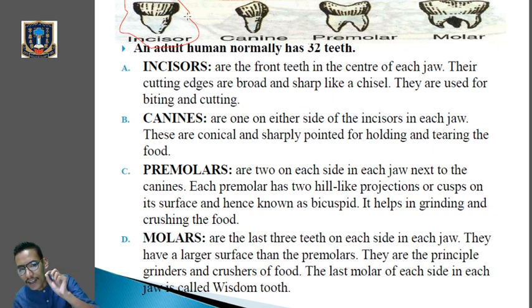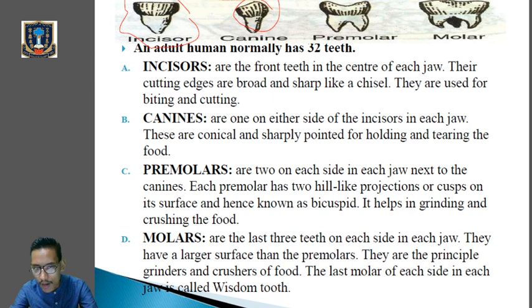Then comes the canine, which are present on either side of the incisor in each jaw. Let's see the function. These are conical. Can you see the structure over here? These are conical and sharply pointed for holding and tearing the food. So canines are mainly used for holding and tearing the food particles.